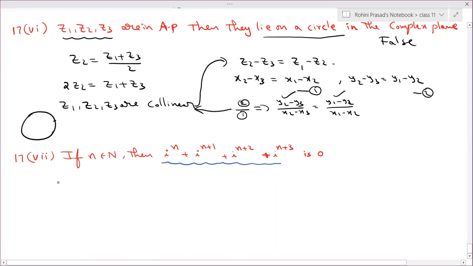So it's easy to verify this statement. You take, for every n belonging to N, the same thing they have given. So what you can do is take i power n common, and it becomes 1 plus i square plus i cube. So i square is minus 1, cancel, and i cube is minus i, cancel. 0, i power n into 0 is 0. That's true.